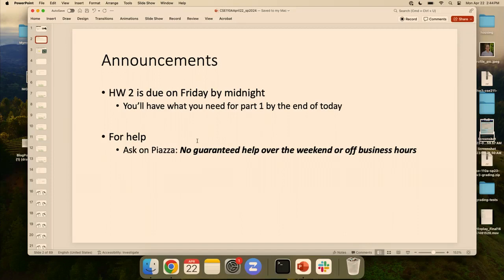So in terms of announcements, homework 2 is out. It is due Friday by midnight. There is a chance that we might look into making it due on Monday, just to make sure that you have everything that you need. We reformulated this assignment from last year. Last year, this was a paper and pencil assignment. And so last year you just wrote down the grammar on paper, and we had a look at it.